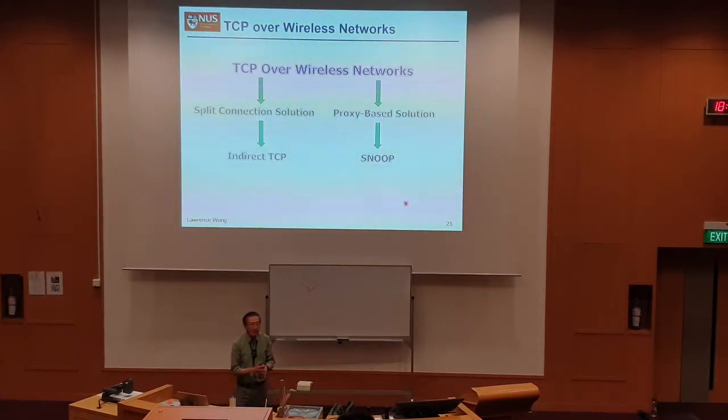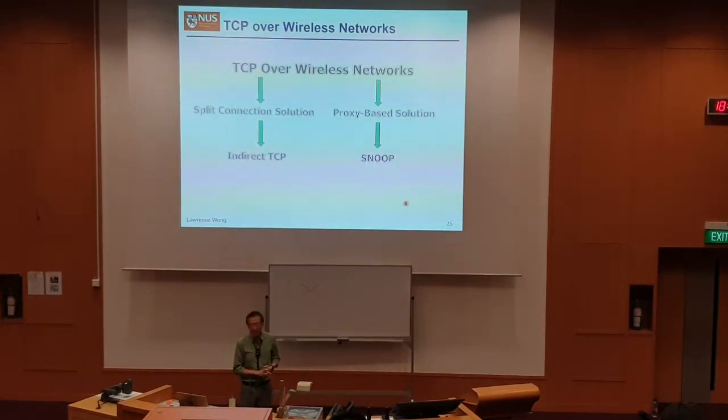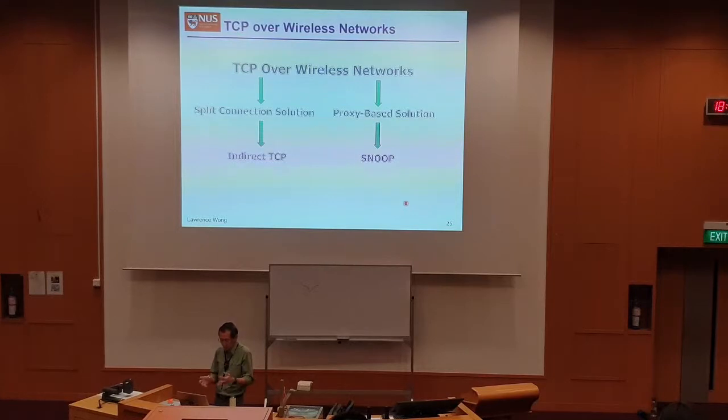Okay, so now you see that because of the poor channel quality in the wireless environment, obviously TCP/IP will not work very well. Okay, the throughput will be so bad, because things keep breaking down. So we look at two examples of how we can overcome this problem. Okay, the first example is indirect TCP. It is a split connection solution. The second example is Snoop, which is a proxy-based solution. Okay, so let's look at indirect TCP first.